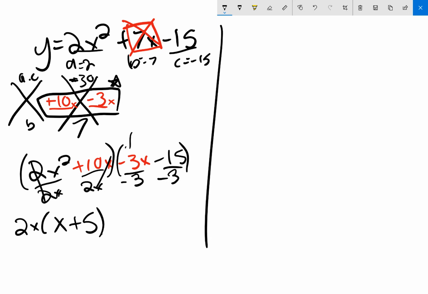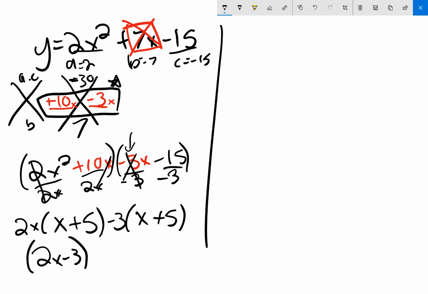Basically, I'll divide by a negative anytime this first number is negative. I'll always divide by the negative if that number is negative as well. So I'm going to pull the negative 3 out, and then the negative 3's cancel, so I'm just left with x, and negative 15 divided by negative 3 is positive 5. So my two factors are going to be 2x minus 3 and x plus 5.